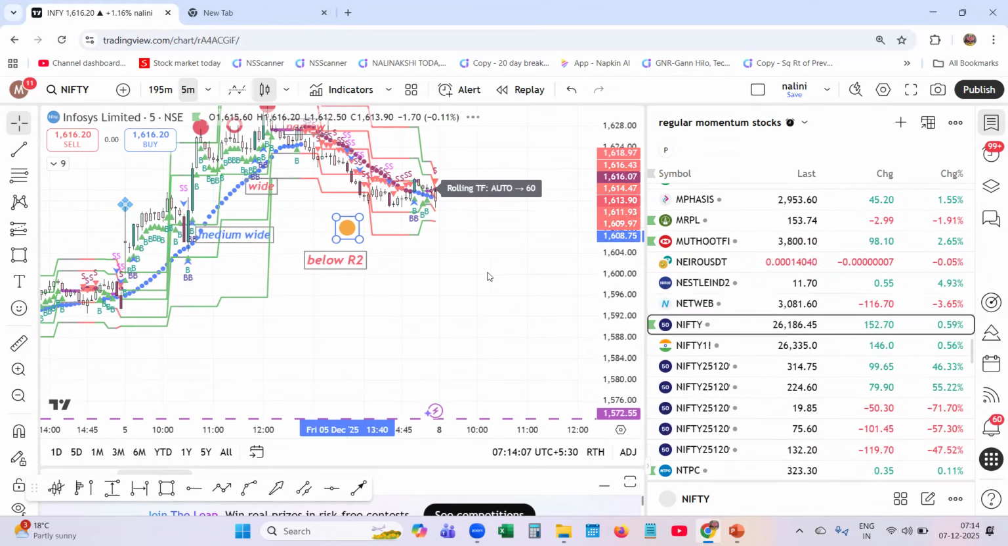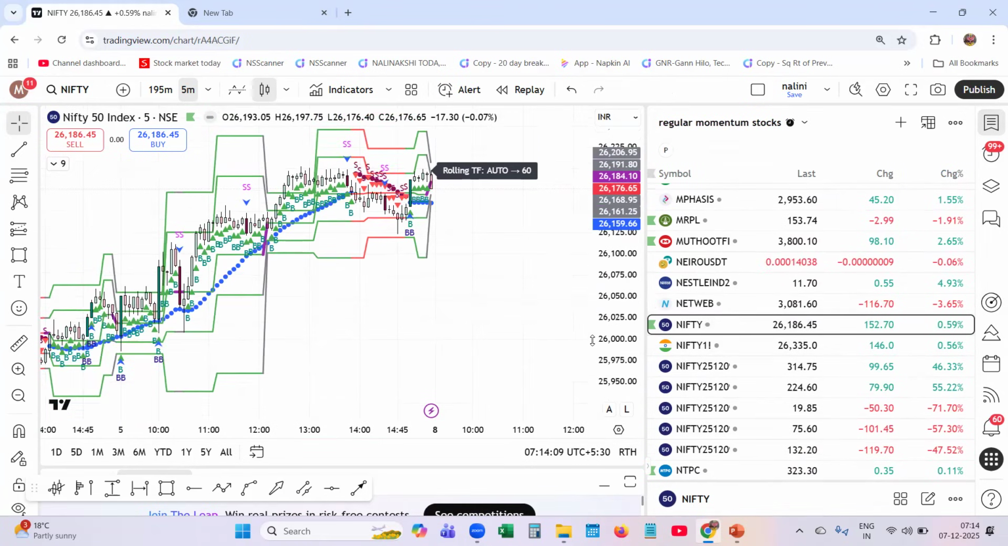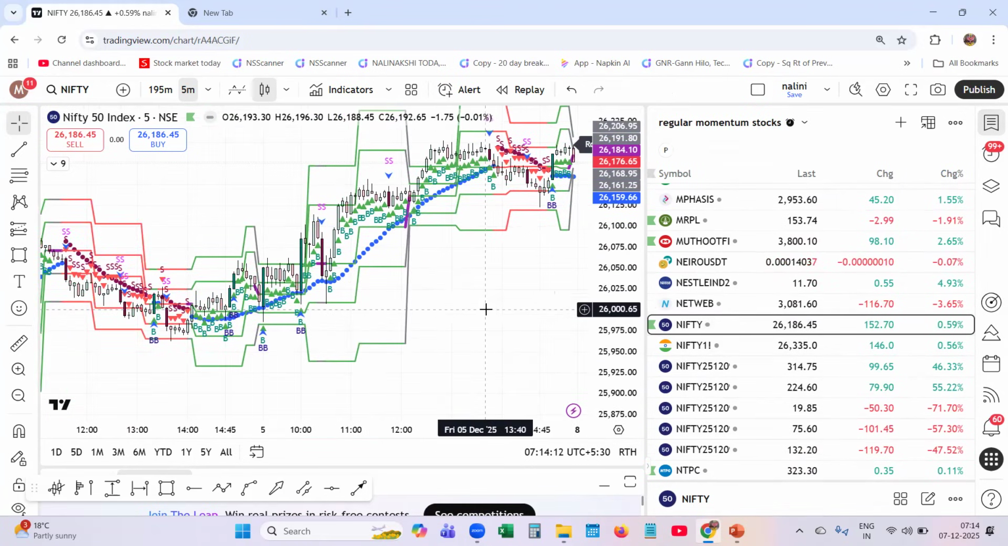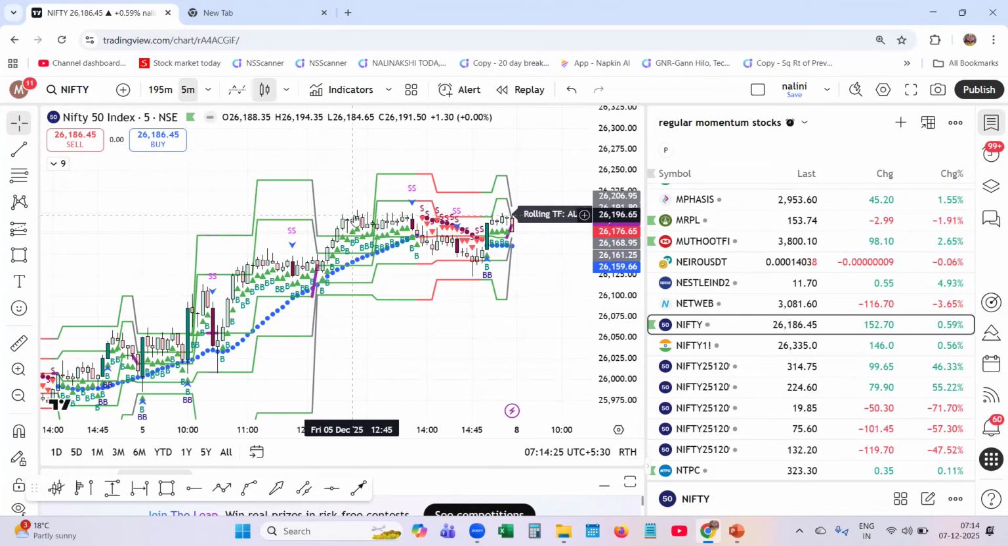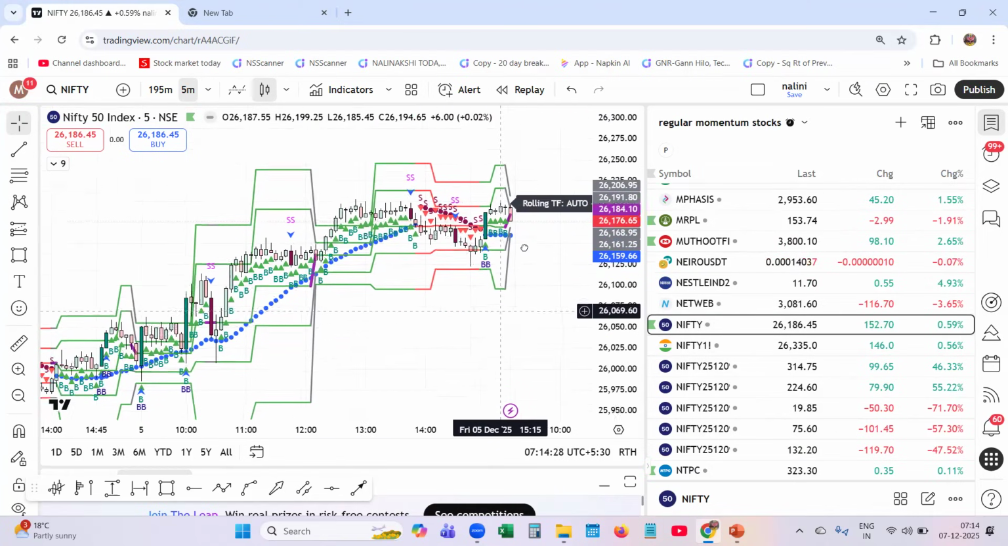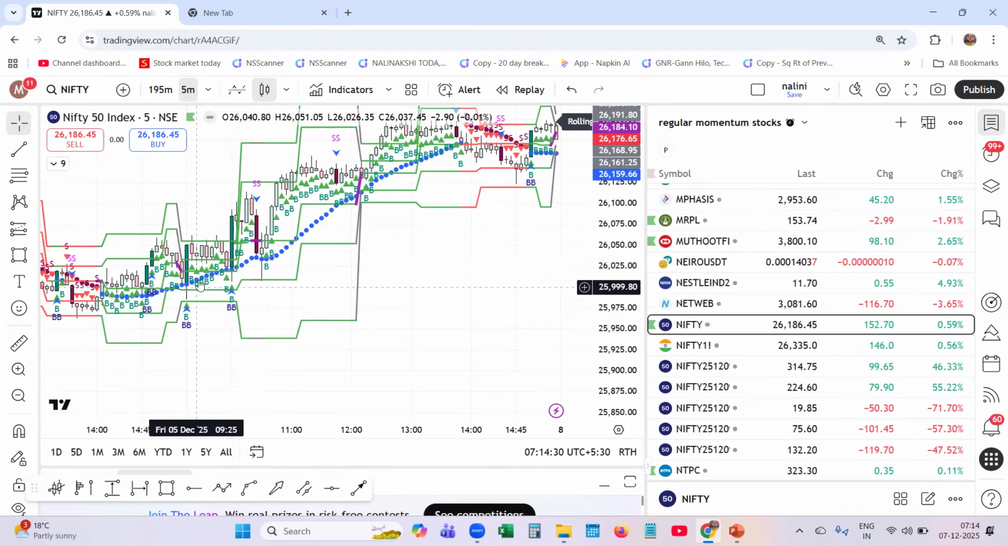Nifty here. You can see Nifty also behaving in the Infosys way, but not above the R3, R2. The price is moving above the R2, coming inside, going above the R2. This is the third time, and nowhere has it come below the R2. You can see S2. This is R1, R2, this one is S1 and S2.